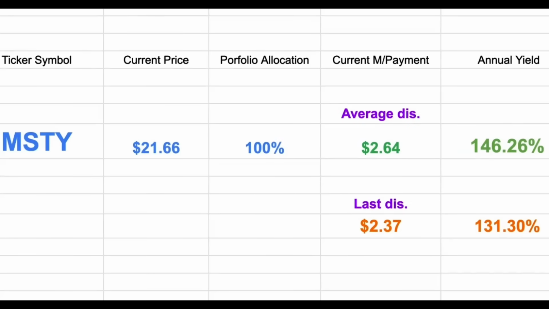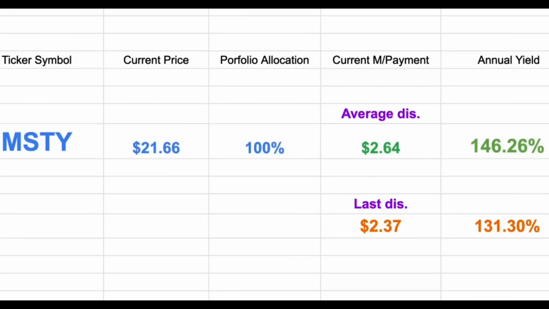Now we know what fund we're going to buy, which is MSTY. We know the price of today, 21.66. For our portfolio, we want to put 100% of that amount allocated to just this ETF. And the average distribution we know is $2.64. Using the price of today, our yield is going to be 146%, and this is pretty much the same yield that was indicated on the YieldMax website. Now, the last distribution they paid was only $2.37, and that's an annual yield of 131%.